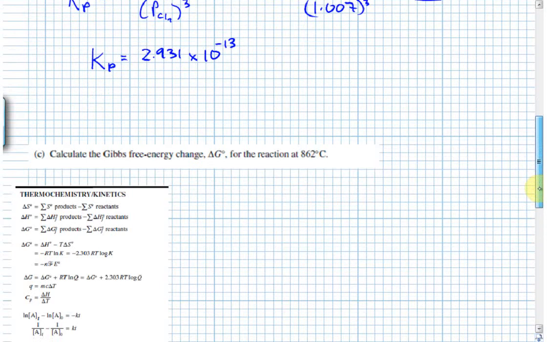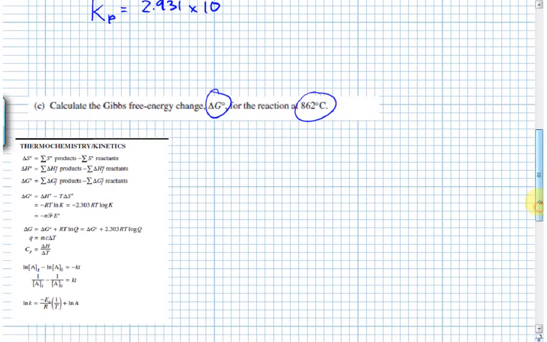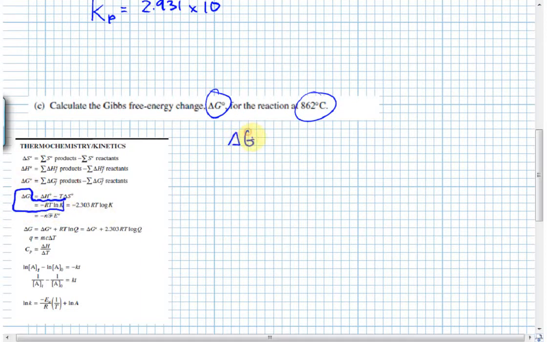All right, a little thermodynamics here, delta G naught for the reaction at 862 degrees C. I've put a little snip from the AP Chem cheat sheet, and so although you might remember these equations, here it is. If we take a peek here, here's an equation that shows us the relationship between delta G, the free energy, or sometimes called the Gibbs free energy, and the equilibrium constant. There's a logarithmic relationship here.